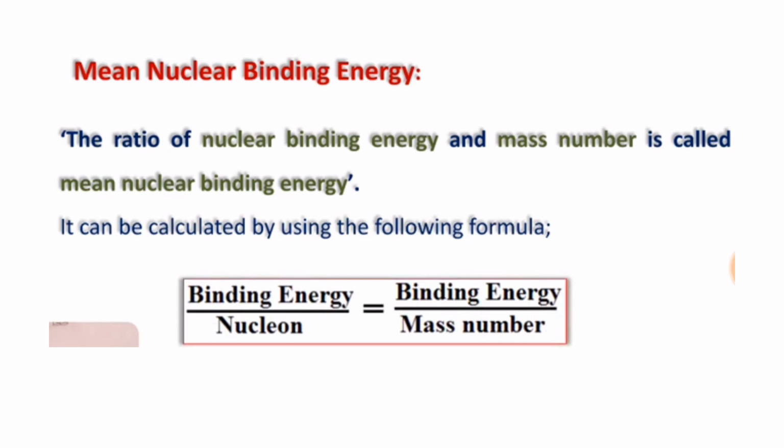When we come to mean nuclear binding energy, the ratio of nuclear binding energy and mass number is called mean nuclear binding energy. It is calculated by the formula: binding energy per nucleon is equal to binding energy divided by mass number.